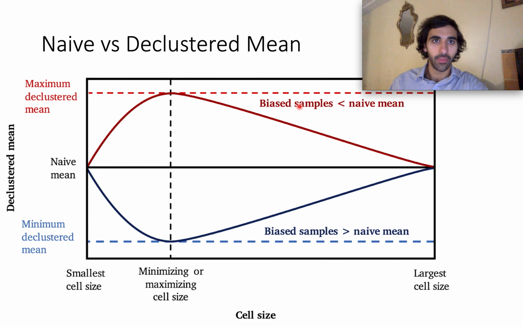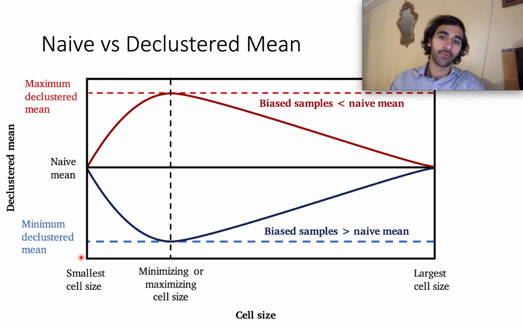So more on the naive and declustered mean. Here on the y-axis, we're measuring what the declustered mean is for various cell sizes on the x-axis. All the way to the left here, we have the smallest cell size, and to the right, we have the largest cell size. At the smallest cell size, all samples are weighted equally, and our naive mean will be the same as our declustered mean. But all the way to the right, at the largest cell size, we get the same effect. Our declustered mean will just be equal to the naive mean because we have basically 1 huge cell covering all the samples, giving them equal weight.